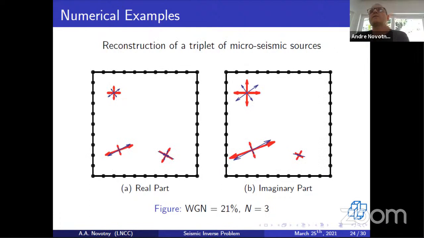Okay. So now we can reconstruct the three simultaneous faults of different natures here with 20% of noise. The reconstruction is quite good. But if you increase the level of noise a little bit more, we can see some degradation of the reconstruction. For example, this one, the location is missing, okay?